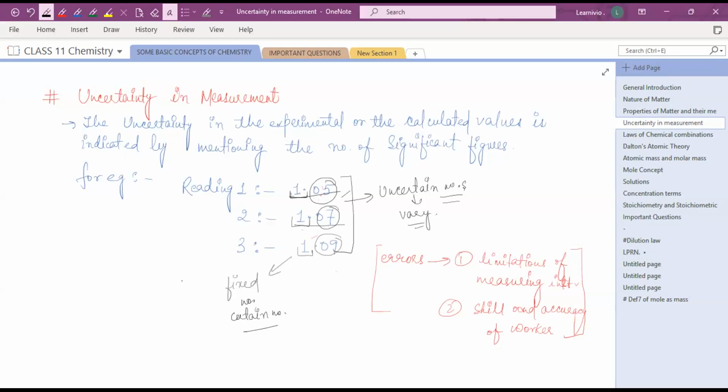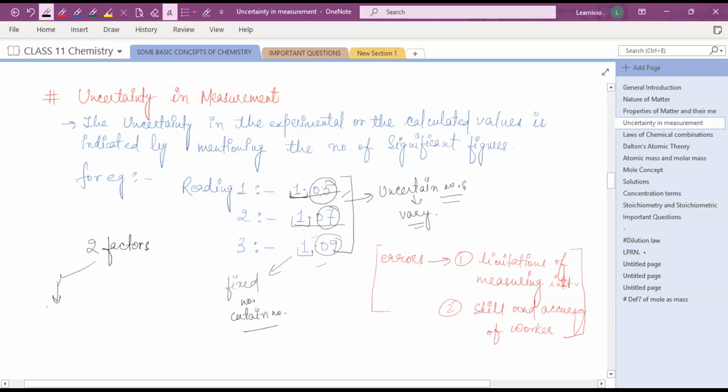Maybe the worker is not much skilled, or due to carelessness of the worker, there's some error. Why did these readings come, 1.07, 1.05, 1.07 and 1.09? Why did this type of reading come? Due to some error, right? And these errors depend on two factors. What are those factors?